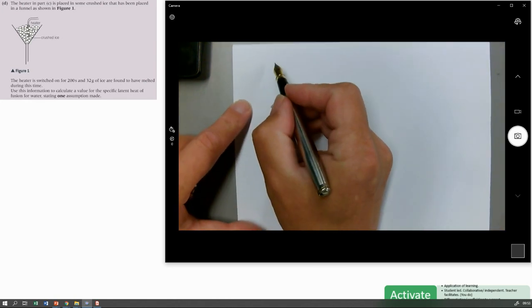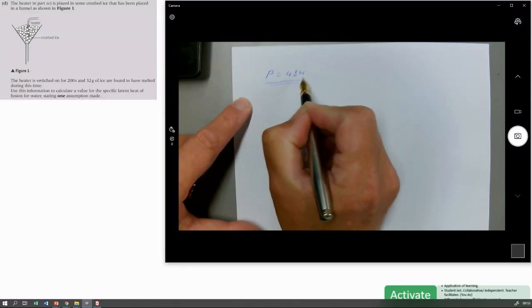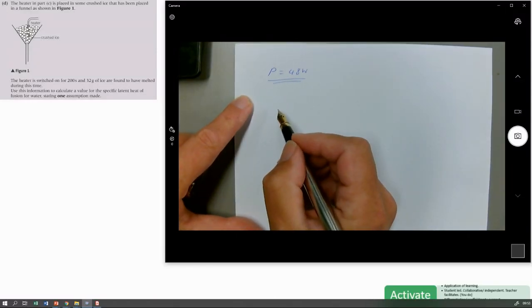Okay, and the final part of this question is possibly the easiest. It's saying the heater is switched on for 200 seconds and 32 grams of ice melts. Okay, first of all, let's just recall what the power of that heater is. Its power is 48 watts. So we need to remember that from previous.